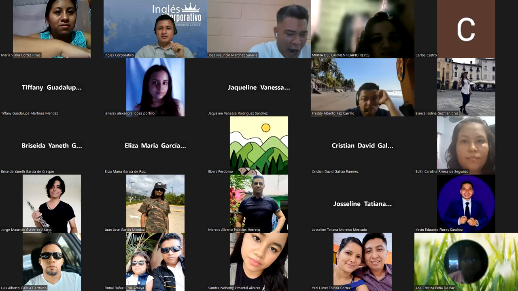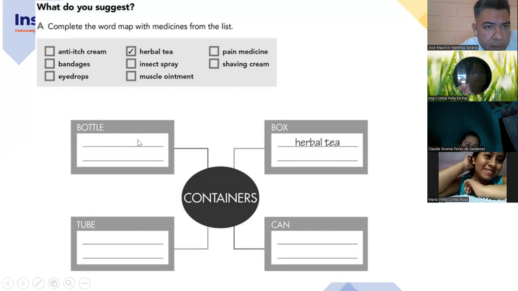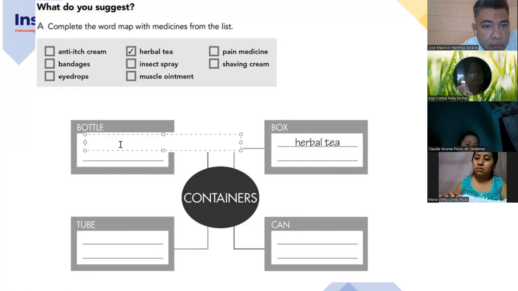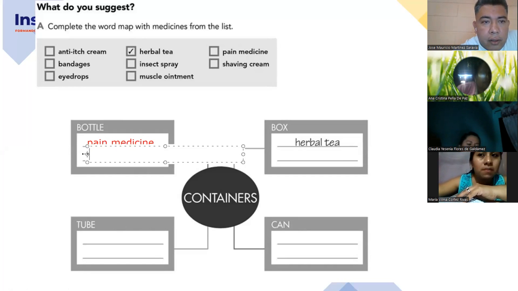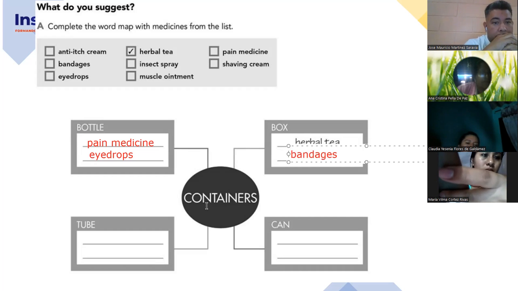Okay, here we go. Here we have this one. Containers, right? We have bottle, box, can, and tube. So what is the bottle? What is the vocabulary, or let's say the materials that go in a bottle? Pain medicine. Okay. Pain medicine. Insect spray. Eye drops. Exactly. Eye drops, very good. What about with box? Herbal tea. Bandages. Oh, bandages. Insect spray. Bandages, very good. What about with tube? Insect spray.